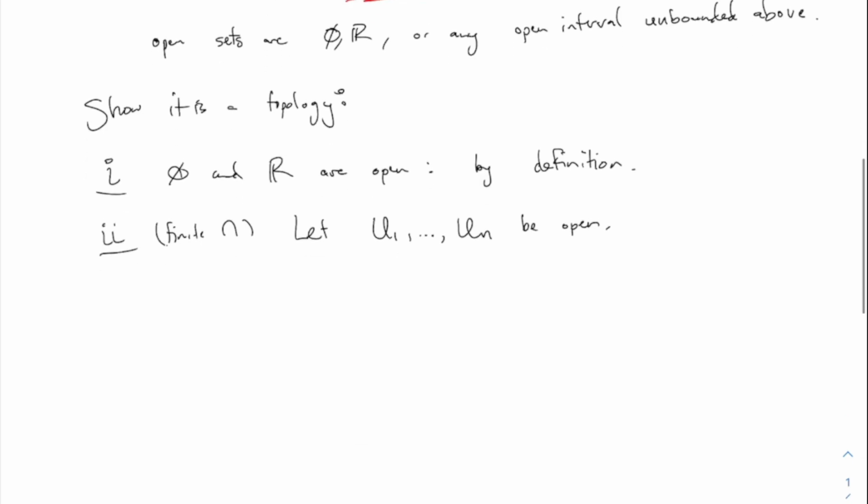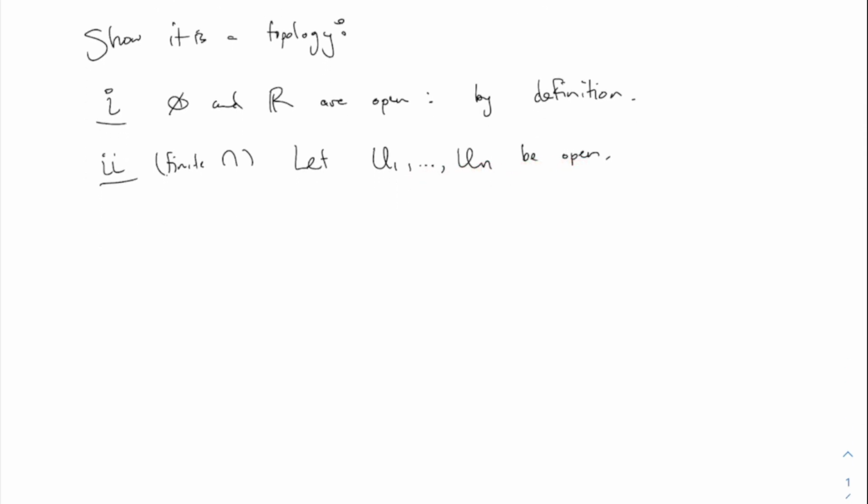So it would be a good idea to say, okay, because they're open, I can say each of these Ui equals something like the interval from Bi to infinity. That's what it means to be open in this topology. Or I suppose they could be empty, but then the intersection is empty anyway, so it doesn't matter. It's not interesting to imagine them to be empty sets or the whole of R. All right. Then Ui looks like that. And then what does the intersection of all of them look like?